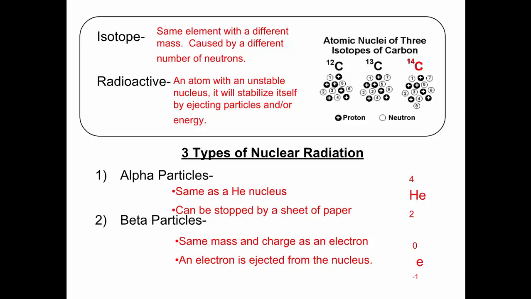The symbol that we use when we're illustrating a beta particle is an e, which stands for what? Electron. What is the mass of an electron? 0 AMU. And -1 is what we use for its atomic number, or its charge.